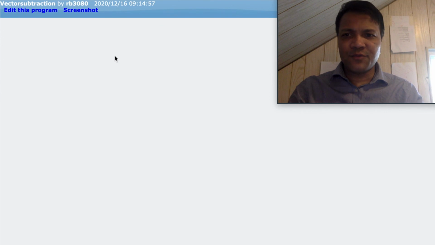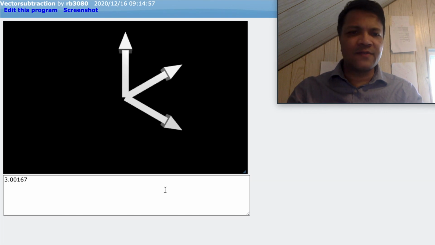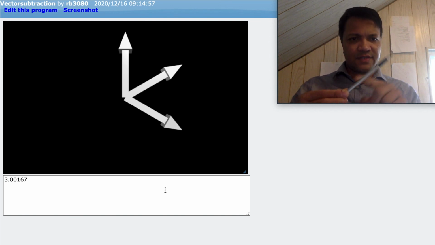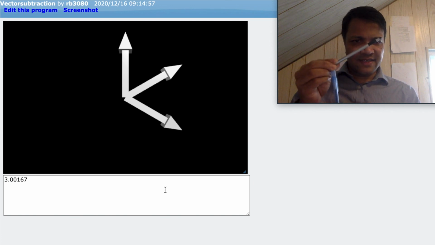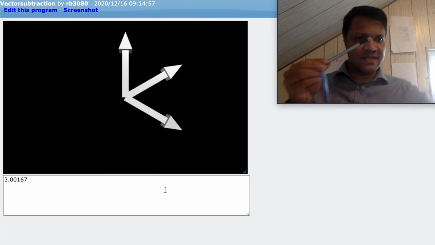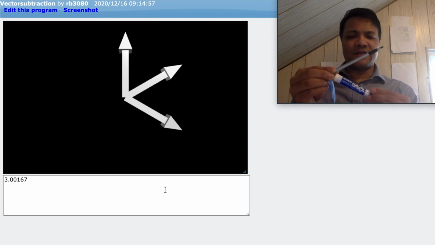Alright, now let's see what this is. Voila, this is 3. Yeah, exactly, this is 3. So you have a vector. This is 30 degree above the x-axis. This is 270 degree with respect to the x-axis, or negative 90 degree with respect to the x-axis, and this vector is the resultant, which is 3.